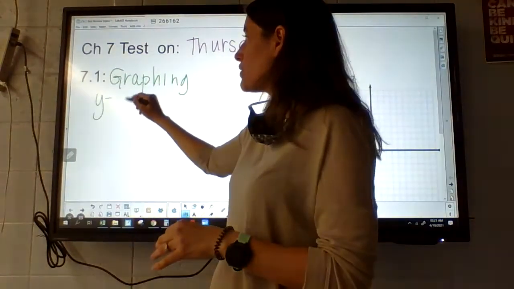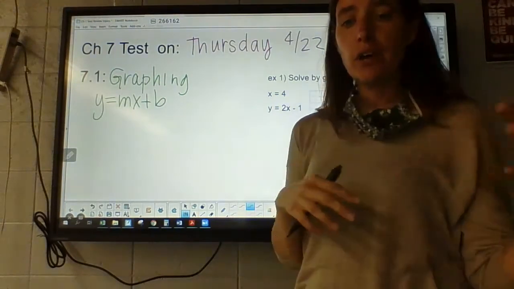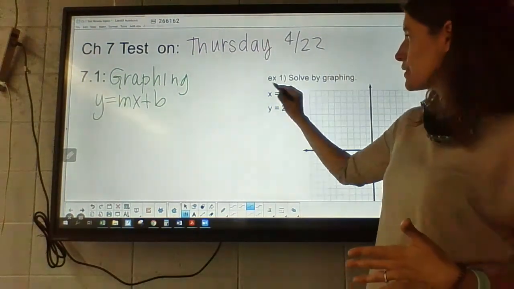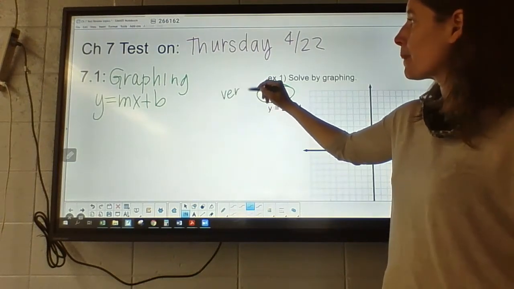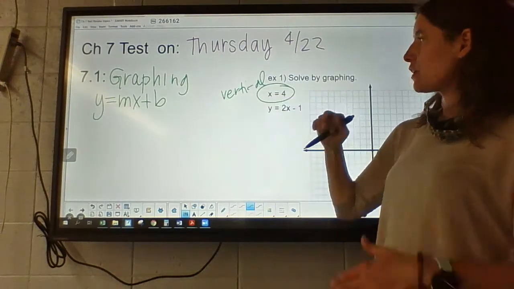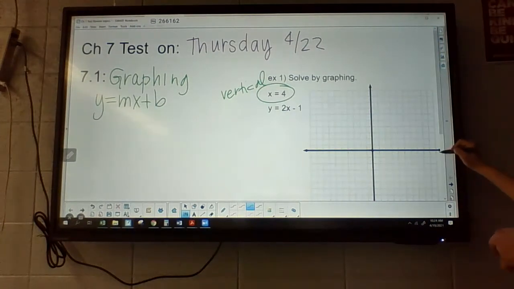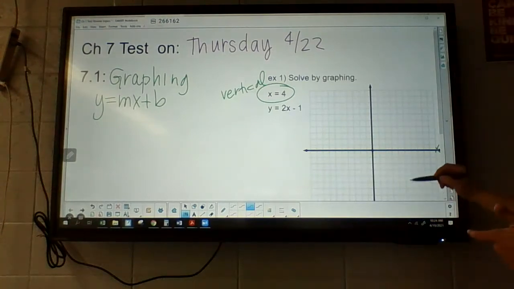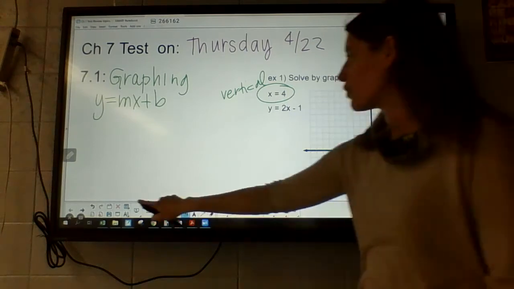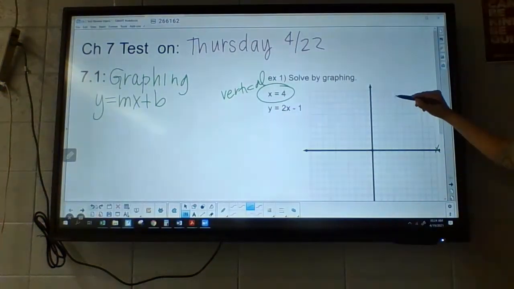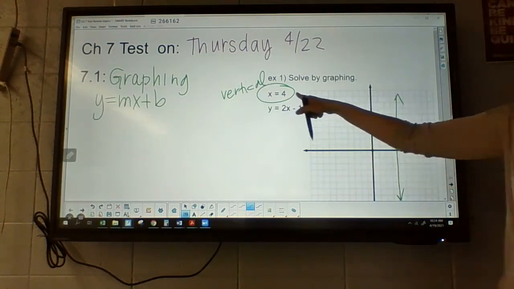So we want both equations in y equals mx plus b if we're able to. And just to remind you guys, a vertical versus horizontal line. This is going to be a vertical line, straight up and down, whereas if I have just a y equals, then that's just a flat line. So this is going to be a vertical line in this case. Where x is 4, I'm just going to draw a straight up and down line at 4. So there's my vertical line at 4.